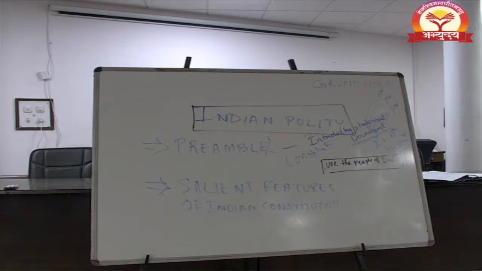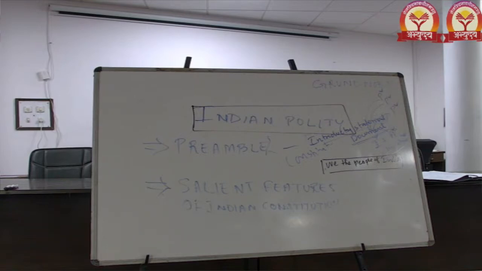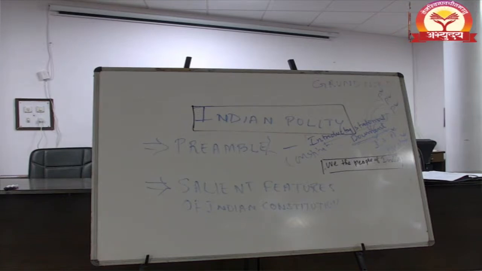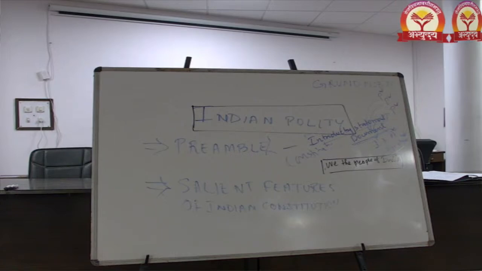Anyone else? What did I make you write under this? 'We the people of India.' What does it convey? It establishes the source of the constitution. One thing: whenever you have to mention the source of the Indian Constitution, this is that heading, 'We the people of India'. So this establishes the source. What else? Sovereignty lies with the people of India. It is the will of the people. So the ultimate source of the Constitution is the will of the people.